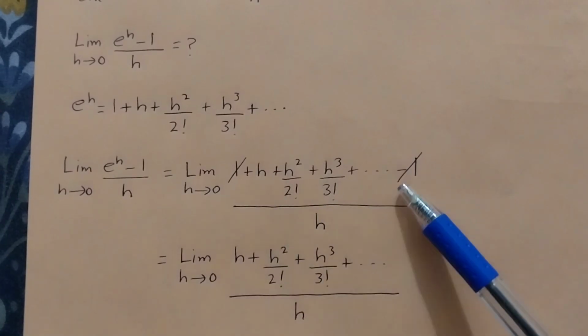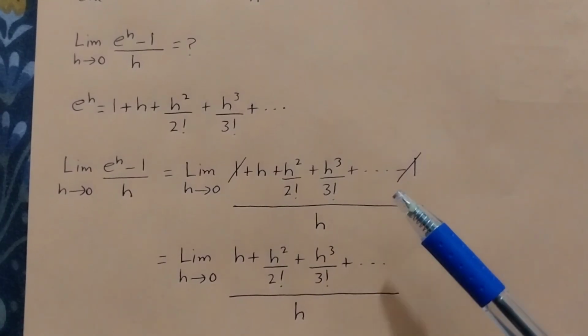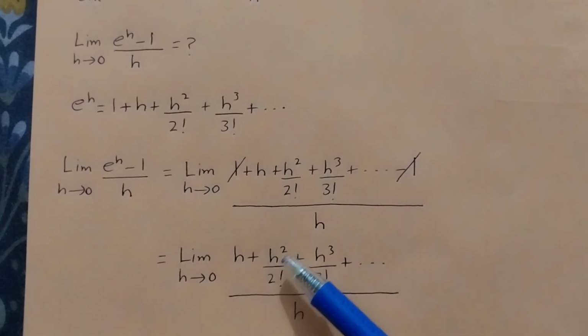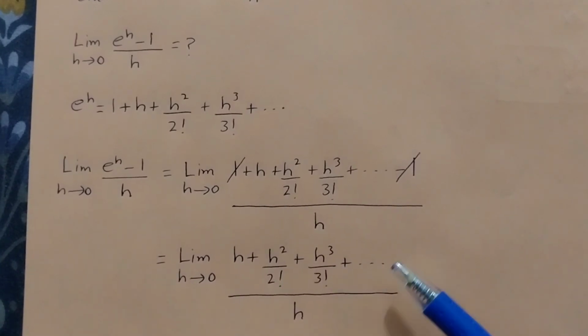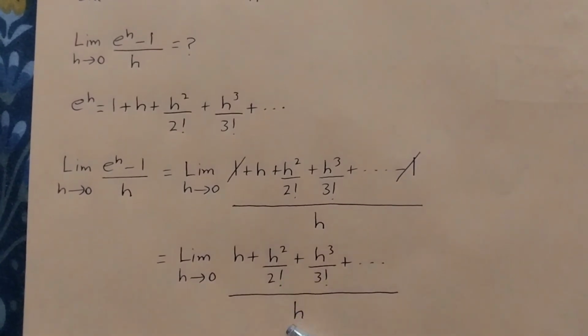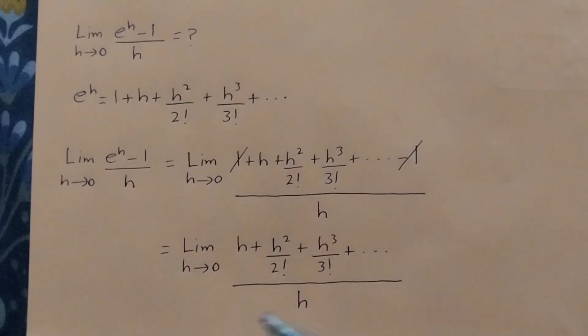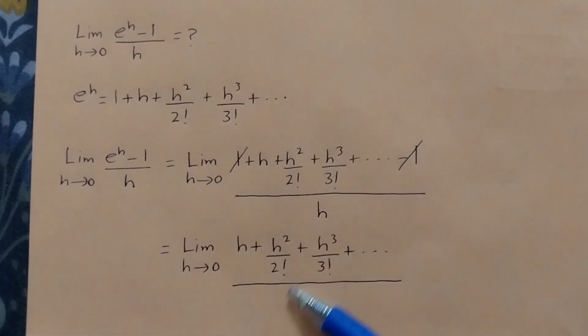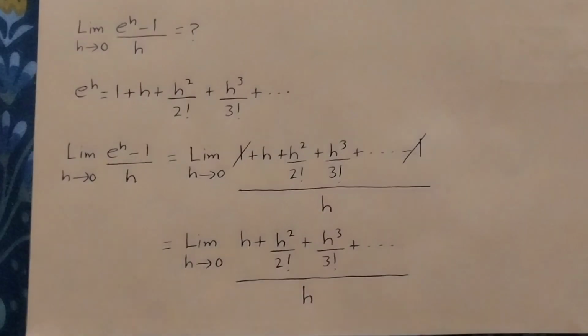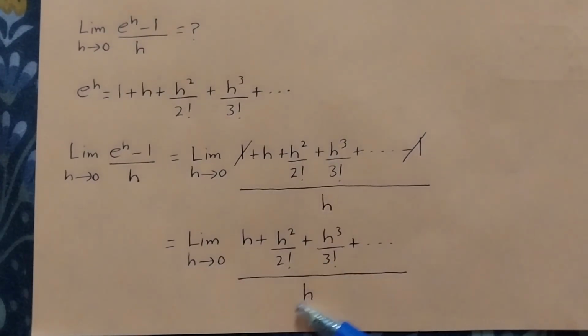So this 1 and this negative 1 will cancel out. So we are left with h plus h square over 2 factorial plus h cube over 3 factorial up to so on. And this denominator h remains same. So when we put h is equal to 0 a few moments ago, this h in the denominator is basically the problem, because this makes the denominator 0, and we need to get rid of it.